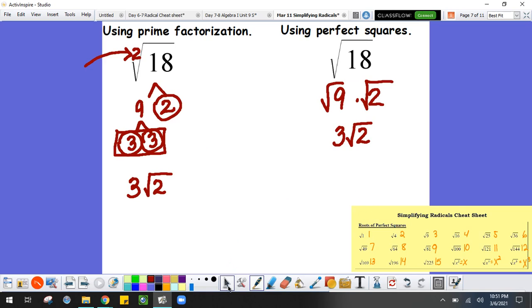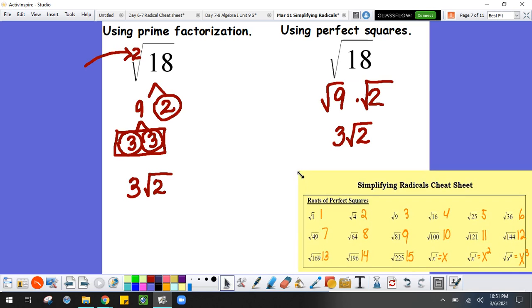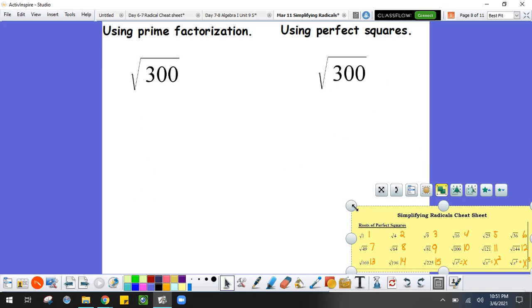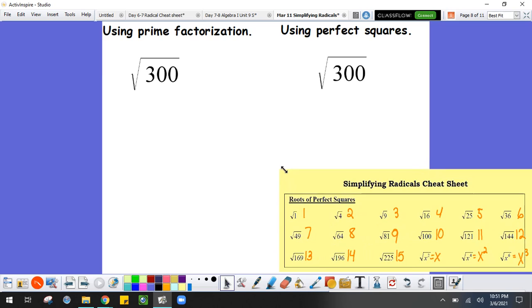guys, I know this is really tiny on your Chromebook, but you should have written some of these down when we first started. This is all I'm referring to over here in the corner. So I'm going to go ahead and make that a little bit bigger this time when I'm getting ready to work. And you have your options again, prime factorization and using perfect squares. Again, I'm going to start with using perfect squares.